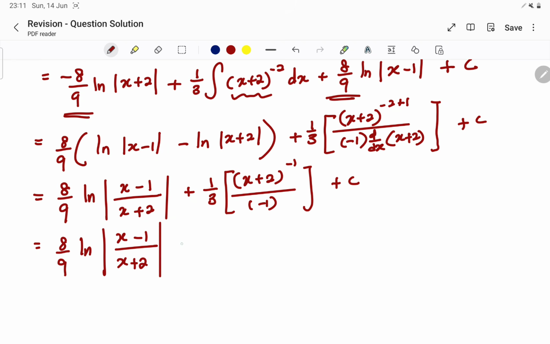Then you're gonna get equal to negative 1 over 3 times x plus 2 to the power of negative 1. Then you can bring it as a denominator. So this is the final answer.